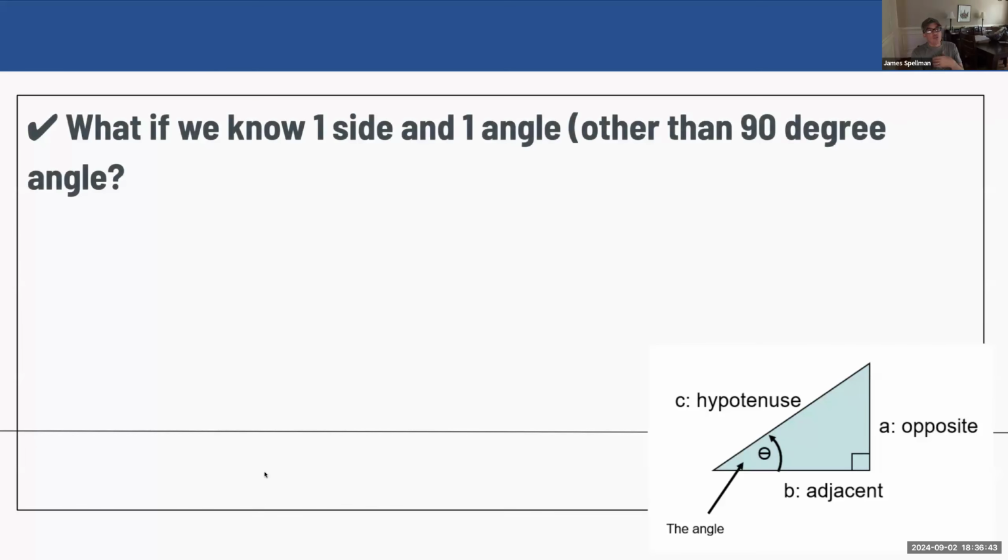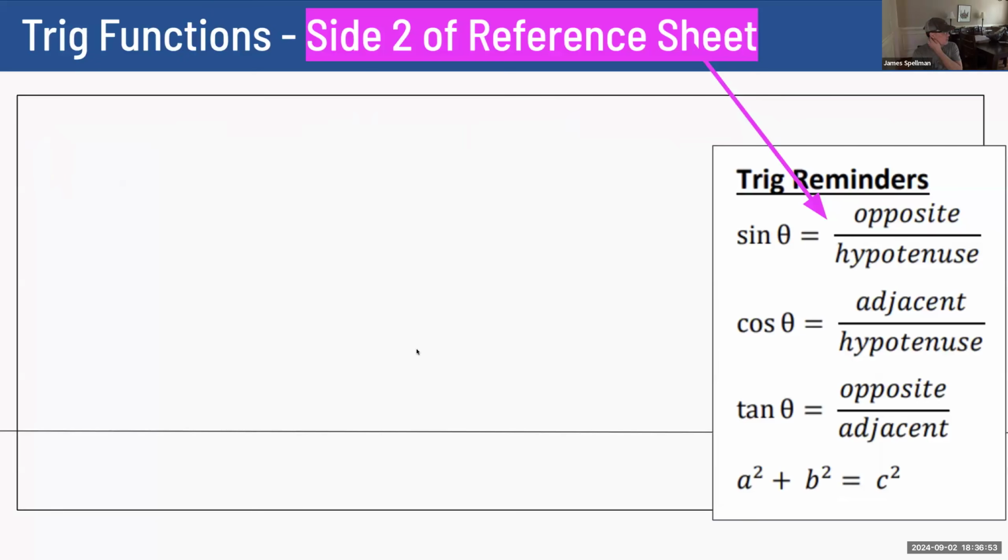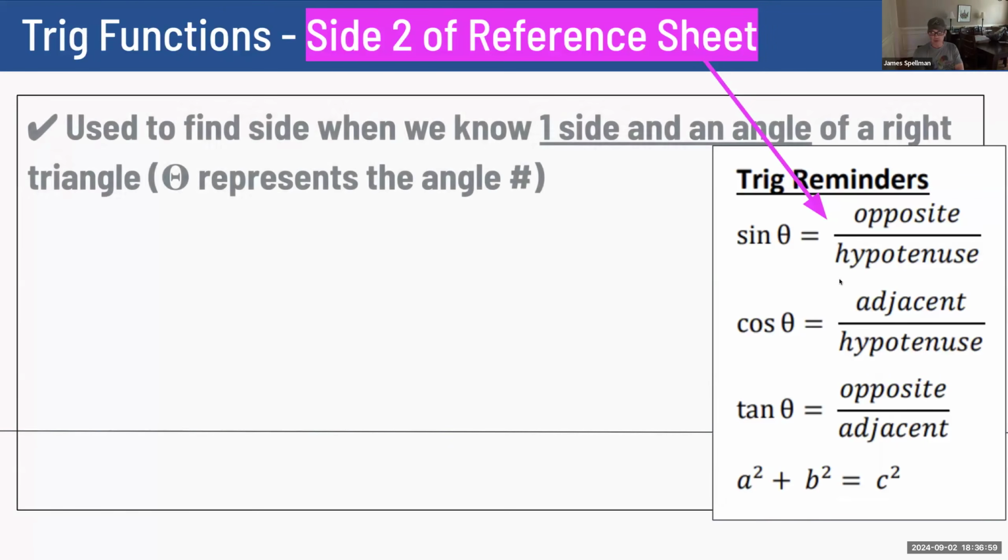All right, so what if we know one side and one angle, not two sides? This is when we're going to use some trig functions: sine, cosine, and tangent. Again, you should have done these before. These are on your reference sheet. You don't have to memorize them. They're actually on side 2 of the reference sheet. If they're taped to your table, you can't see them right now, but you can get your own copy and you should be able to see them.